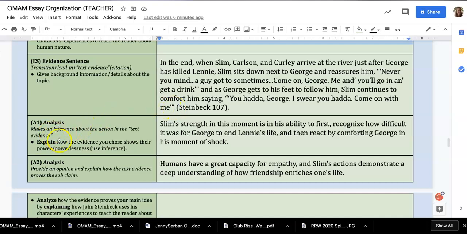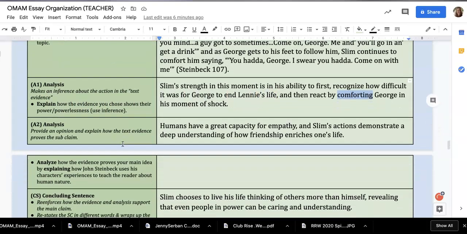So then I need to explain how he's showing power in this moment. So I use the term Slim's strength instead of saying Slim's power. So Slim's strength in this moment is his ability to first recognize how difficult it was for George to end Lennie's life, and then react by comforting George in his moment of shock. So my assertion here, my opinion, is that he is showing strength because he's first able to recognize and then comfort George. So that's how I chose to answer it.